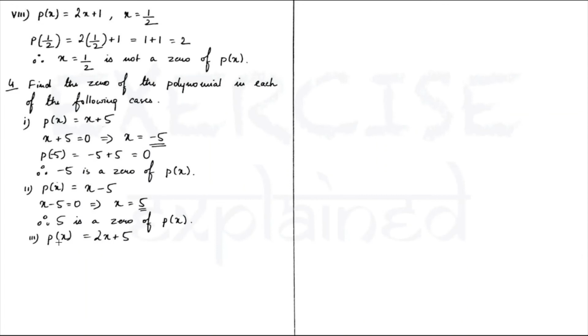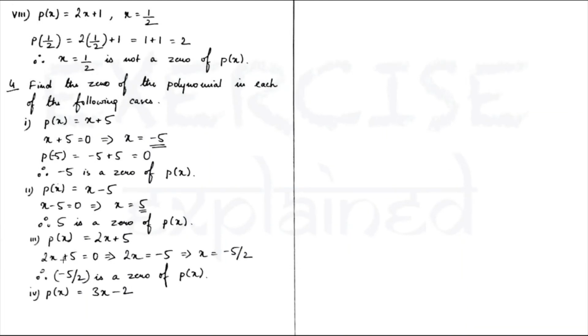The next question, p of x is equal to 2x plus 5. So we'll be equating 2x plus 5 to 0. So you can see I've equated it to 0. Plus 5 goes to the other side, becomes minus 5, and you have 2x is equal to minus 5 and x is equal to minus 5 by 2. So minus 5 by 2 is a 0 of p of x.